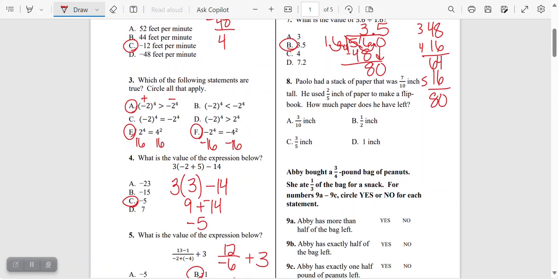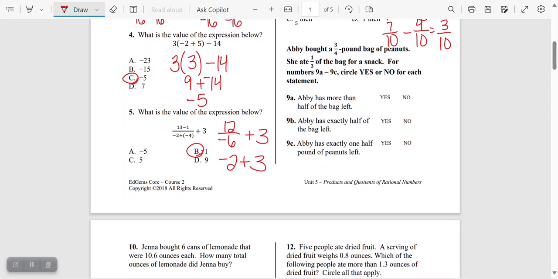Paulo had a stack of paper that was 7/10 of an inch tall. He used 2/5 inch of paper to make a flip book. How much paper does he have left? When you hear that, how much does he have left, that is a subtraction problem. So we start with how much he had in total, and we're going to subtract what he used. We need a common denominator. So that's going to be 10. We're going to multiply the bottom and the top by 2. So 7/10 minus 4/10 is 3/10. So he has 3/10 inch of paper left.